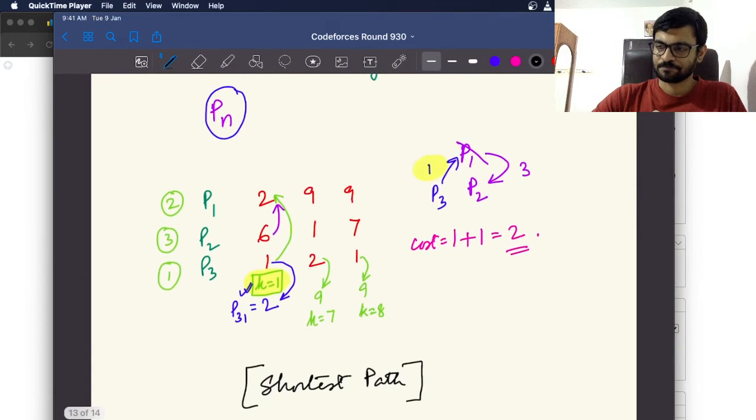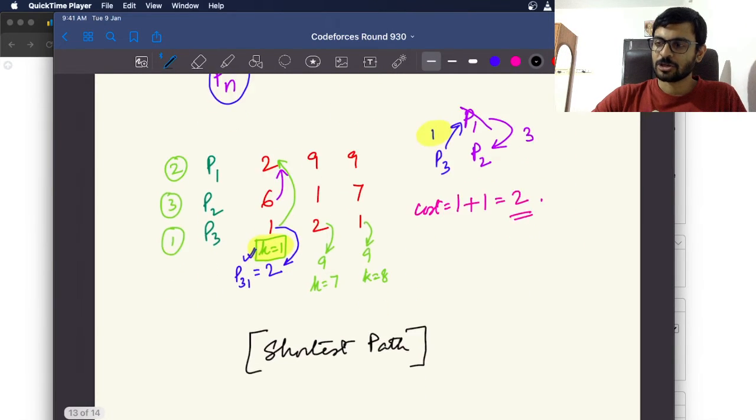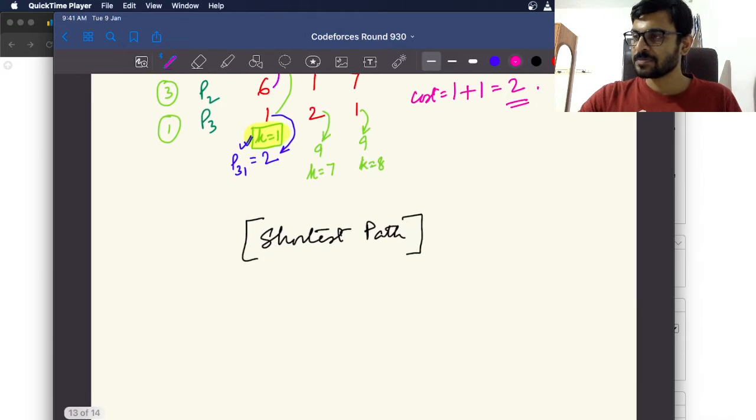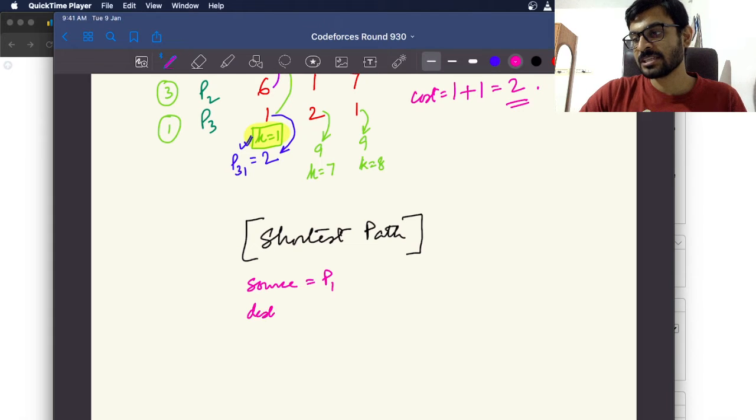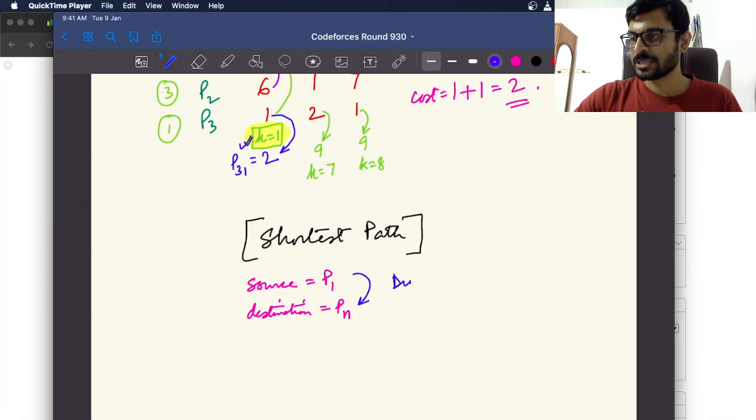Now for shortest path, here, what is my source? The source is P1. What is my destination? The destination is Pn. For single source, single destination, we have a ready-made, very popular algorithm known as Dijkstra.